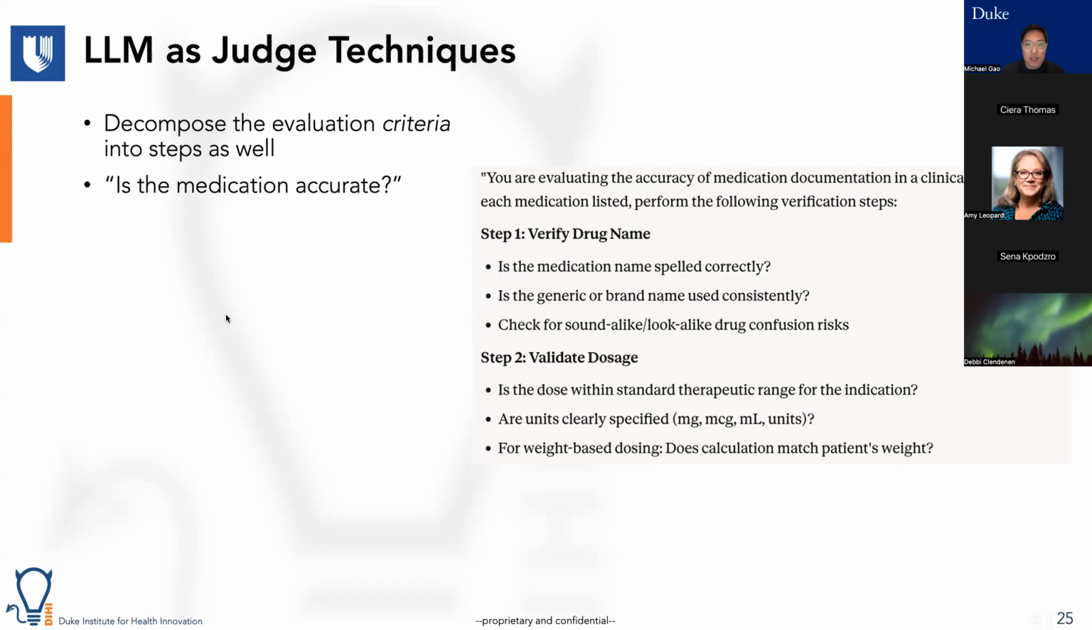So if you're, for example, trying to make sure the medication is accurate, accuracy means that it's the correct drug name, it's spelled correctly, is it consistently using the generic or brand name, and so on and so forth. So breaking down both the criteria and the actual evaluation steps themselves is a good way to ground these large language models into performing the correct task.